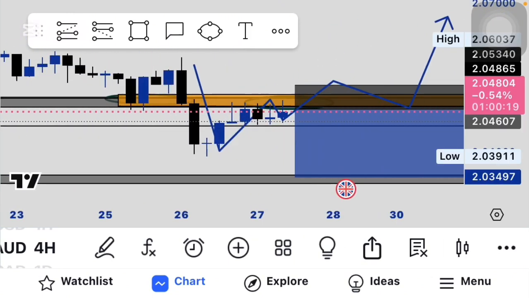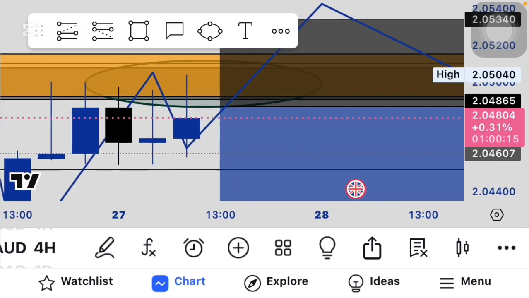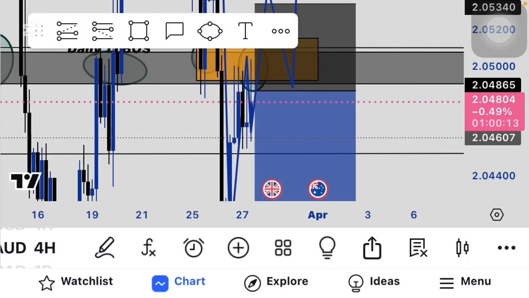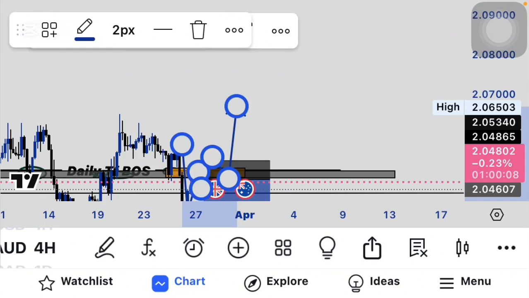And if this 4-hour candle should close, I don't see that because of these rejections and these confirmations, I'm going also on a sell. So whichever way it goes, let's see how it plays out.